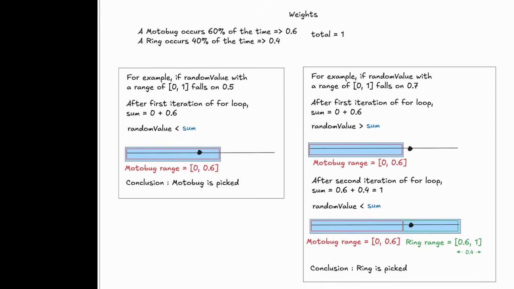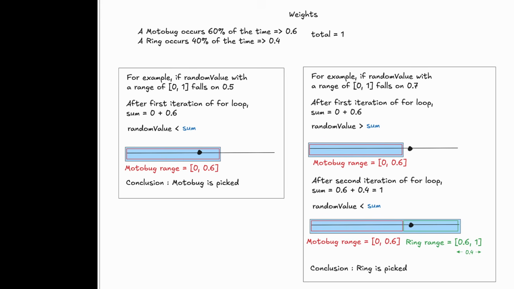You might think this is a bit strange, so let me explain how this works. So a motobug occurs 60% of the time, so 0.6 is going to be its weight. A ring occurs 40% of the time, so the weight is going to be 0.4. If you add those two together, it's 1.